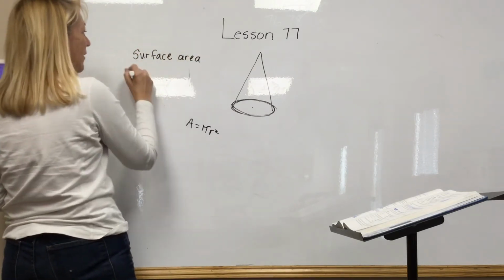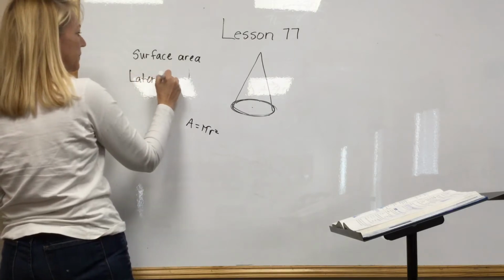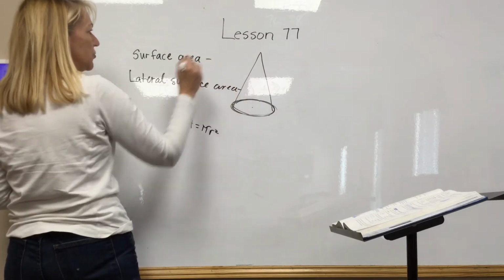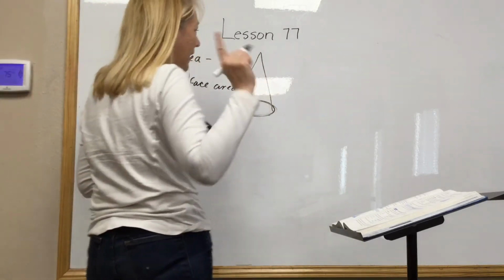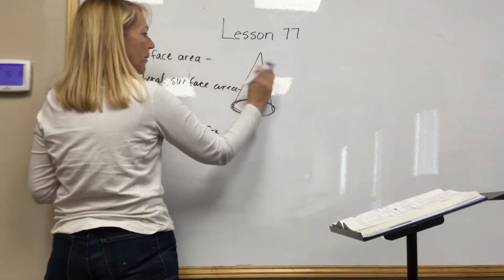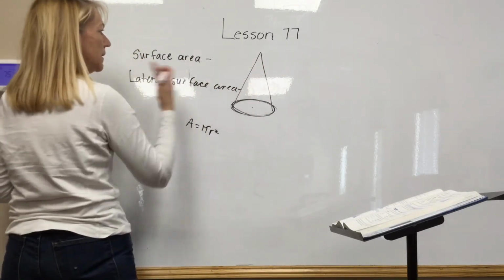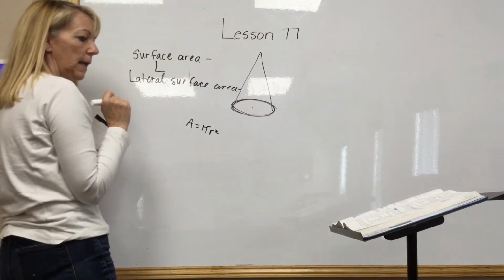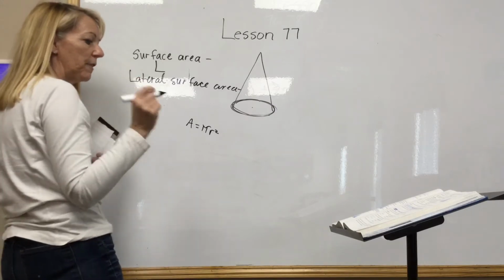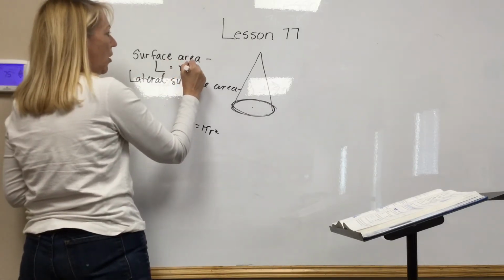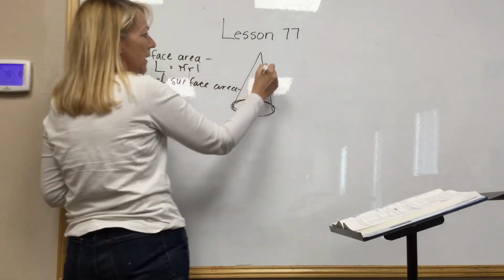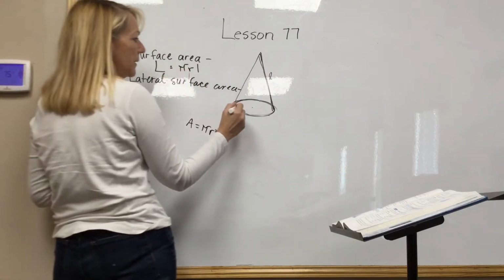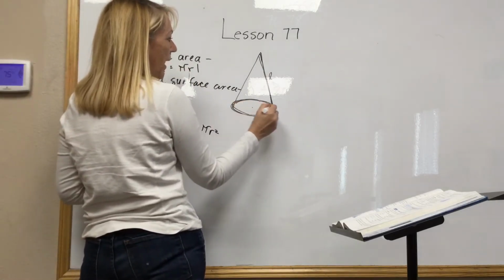So surface area is different than lateral surface area. And I believe we've talked about this before. Lateral surface area would be just this part right here, not the circle on the bottom, just the sides. They represent that with a capital L. And the formula for that would be pi r l. Little l is the slant right here.